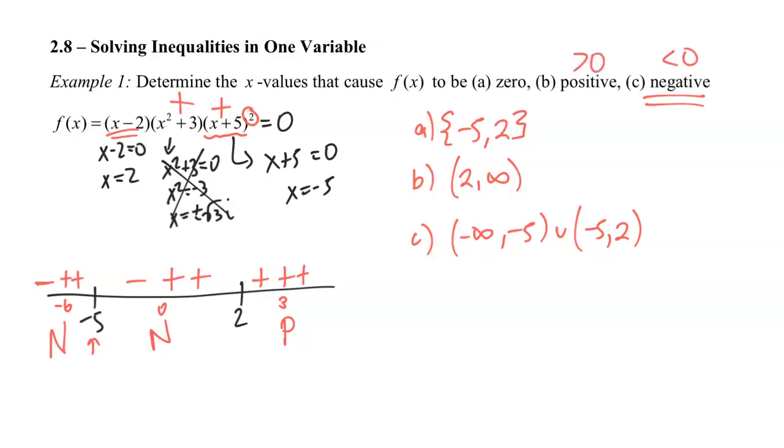Positive would be greater than 0. 0 would be equal to 0. And we're going to talk about greater than or equal to, less than or equal to in future examples, but for this particular example, the way it's worded, that's how we would answer the question.